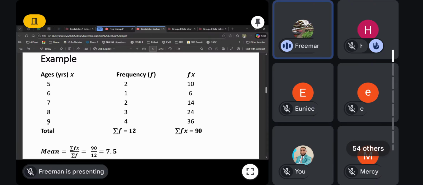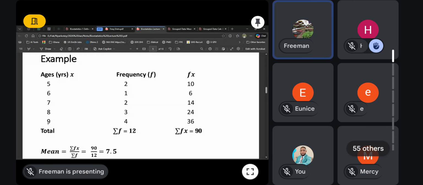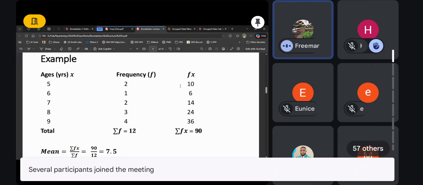So instead of adding them 5 plus 5 plus 6 plus 7 plus another 7 plus 8 plus 8 plus 8 plus 9 plus 9 plus 9 plus 9, before you divide by the total number of them, all the numbers I just mentioned will be 12. Before you divide by 12, just go this simple way.